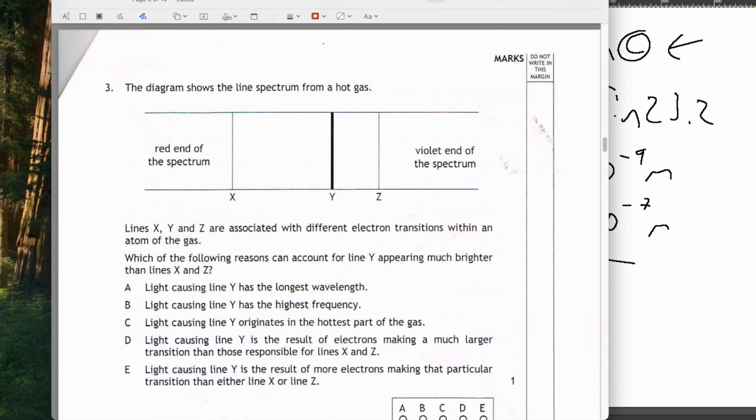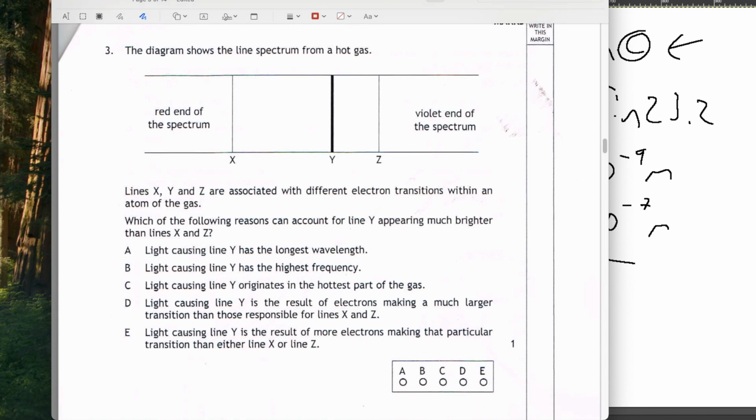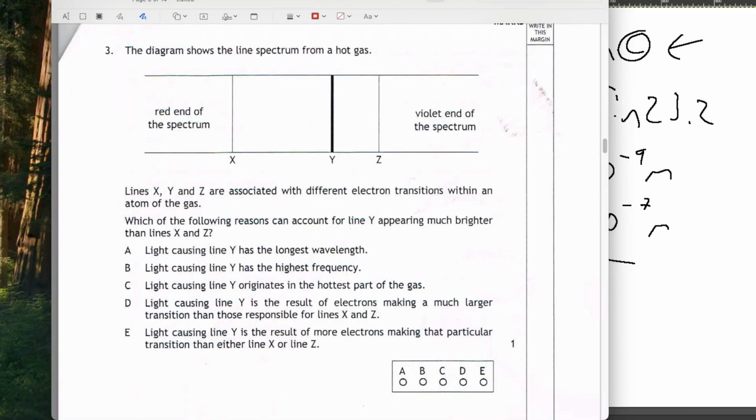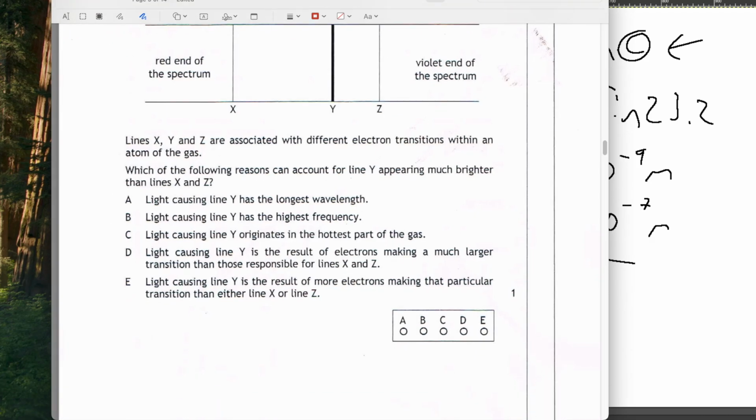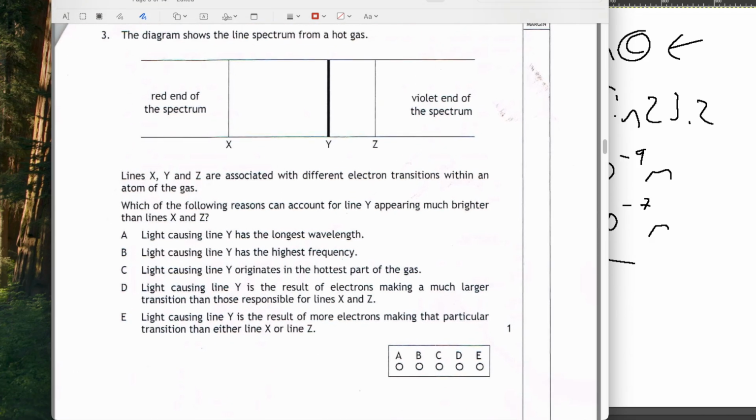Number 3, the diagram shows the line spectrum from a hot gas. Red end of the spectrum, X, Y, Z. Violet end of the spectrum, okay, that's fine. Lines X, Y, and Z are associated with different electron transitions within an atom of the gas. We know that. Why are they telling us things we already know? That's not fair. Which of the following reasons can account for line Y appearing much brighter than lines X and Z? Well, let's read the 5 choices. It's only going to be one of these that is correct.